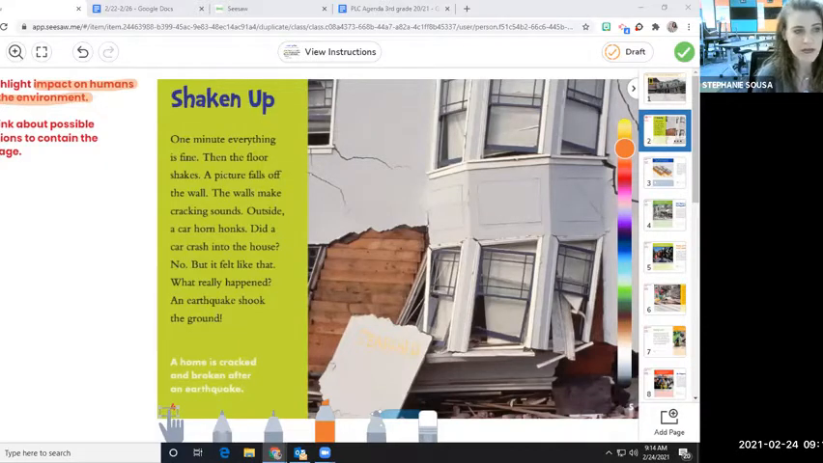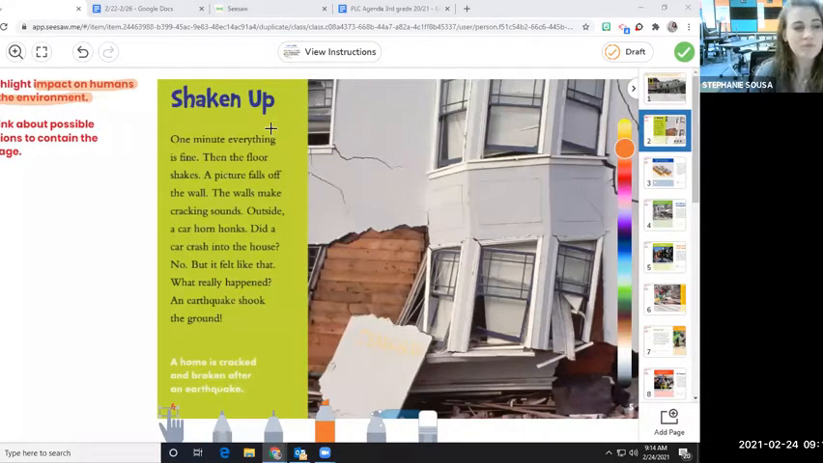So we're going to take a look at this together. And then as we are reading, you are also doing a second thing. You are going to think about possible solutions to contain the damage. So just like yesterday, where I asked you, what are you guys thinking? I want to hear your ideas as we work today, okay? All right, let's take a look.